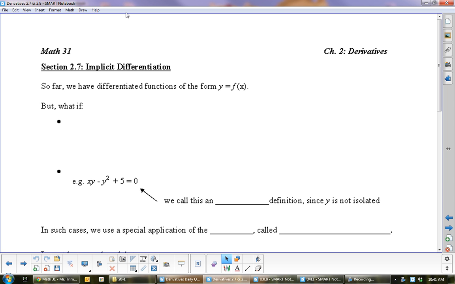Okay, now up to now we have been dealing with just functions y equals f of x, and when you take the derivative of it, that's what we've been doing. But what if it is not a function?